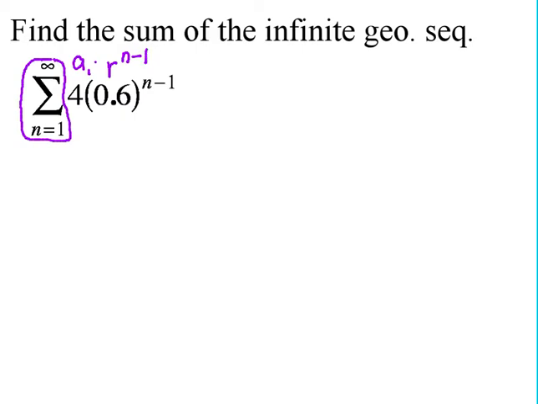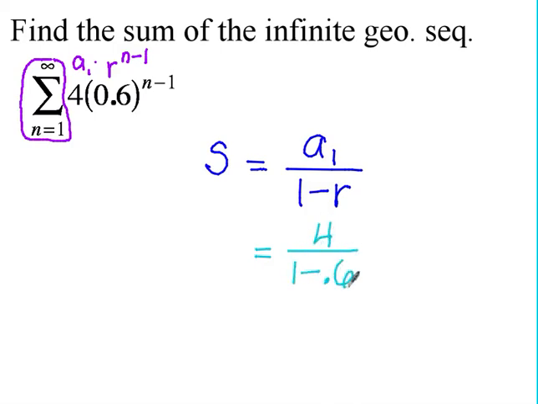So the very first thing I need to check is, is the absolute value of r less than 1? Yes, it's 0.6. So I can find the sum of this series. And the sum of this series is defined as a sub 1 over 1 minus r. First term is 4 divided by 1 minus 0.6. So what is the sum of this infinite geometric series? 10. There you go. Pretty straightforward. Once again, you check the ratio though. If that would have been 6, you would have stopped and said no sum exists.